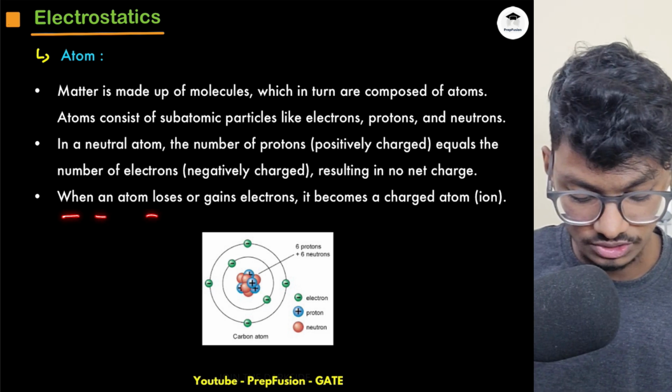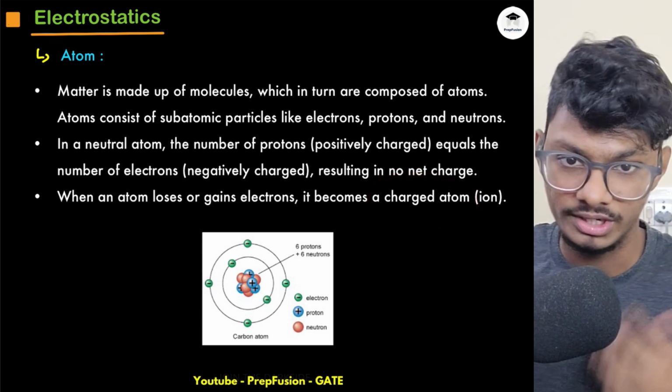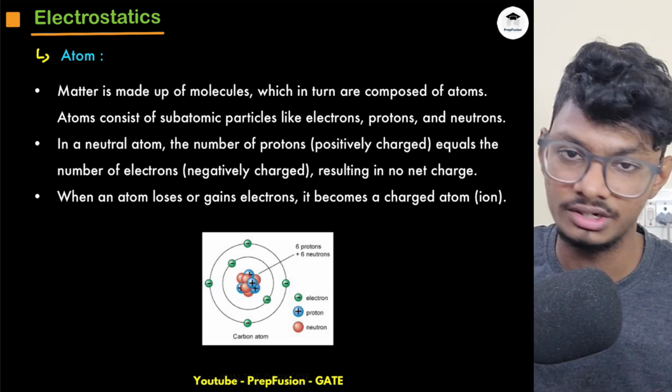When an atom loses or gains electrons, it becomes a charged atom, an ion. Okay, when it loses or gains electrons, it becomes a charged ion. This we learn in chemistry.